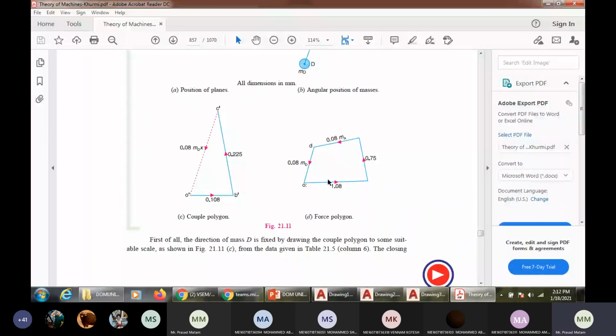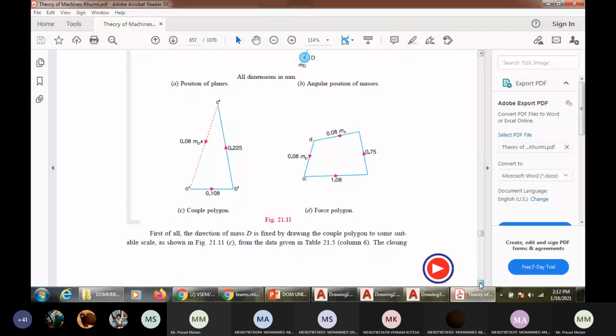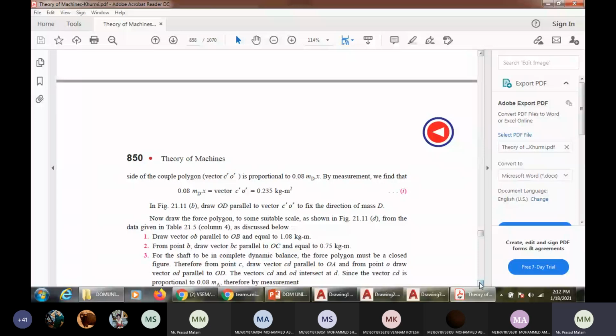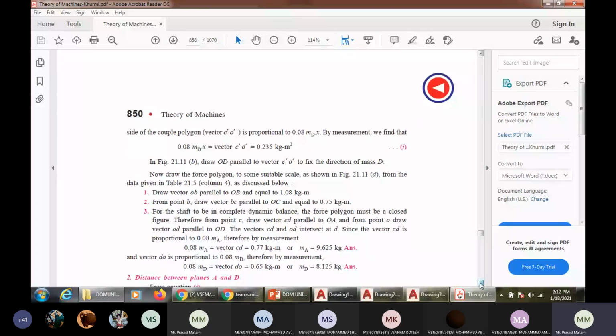Yeah, you can see the diagrams here. Are you able to see the screen, dear students? Hello, please respond, anyone? Yes, sir. You can see the solution also here, what I have drawn and what I am getting.